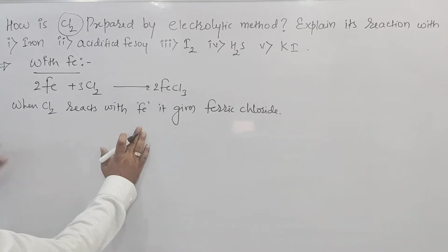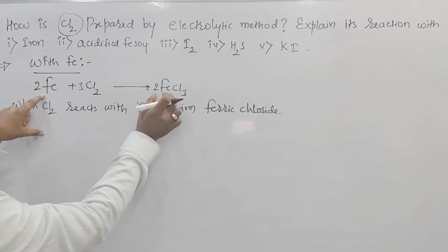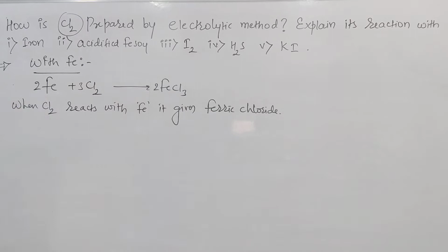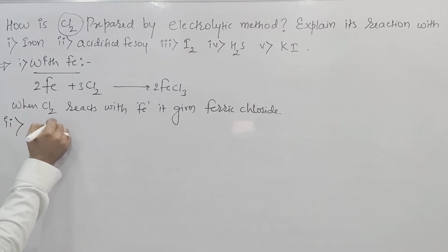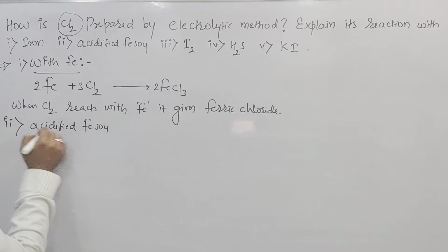The first part is over, beta. Reaction of chlorine with iron: it reacts with iron and gives rise to FeCl3, called ferric chloride. First part over. Second one: how does chlorine react with acidified FeSO4? Very important reaction, beta. Reaction of this Cl2 with acidified FeSO4.